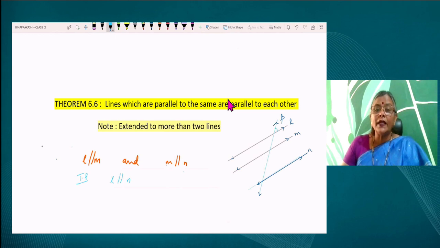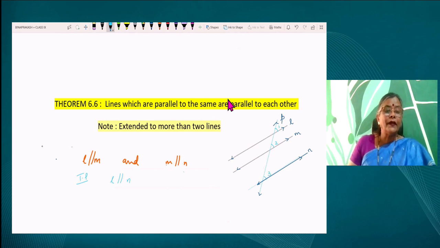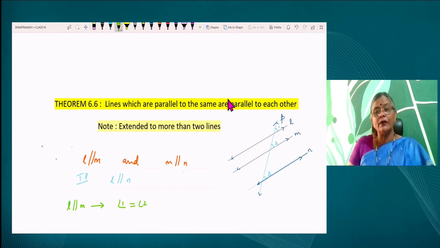I'll make use of the corresponding angles. See, they are the set of corresponding angles. L is parallel to M. What do we get from here? The angle 1 and angle 2 should be equal, as they form a pair of corresponding angles. M is parallel to N. What do we get from here? Angles 2 and 3 are equal. So when you compare this, don't we have 1 and 3 equal?